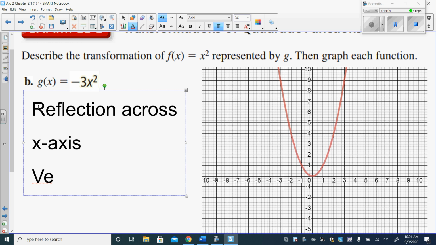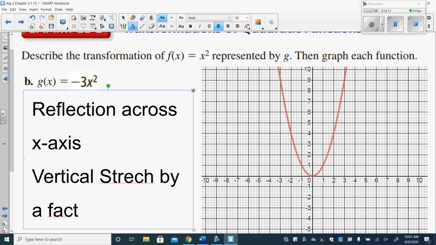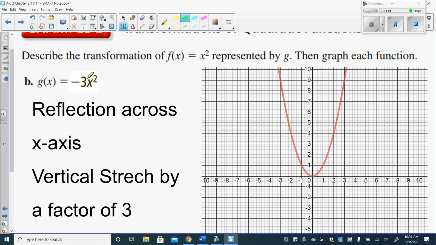And the 3 tells us that we have a vertical stretch this time, by a factor of 3, because 3 is greater than 1. Anytime we have an a value out here greater than 1, it doesn't matter that it's negative, it's still greater than 1, so it is a vertical stretch. If it's between 0 and 1, doesn't matter if it's positive or negative, it's a shrink. So here it's a stretch.